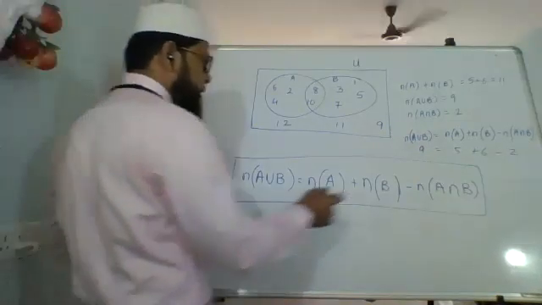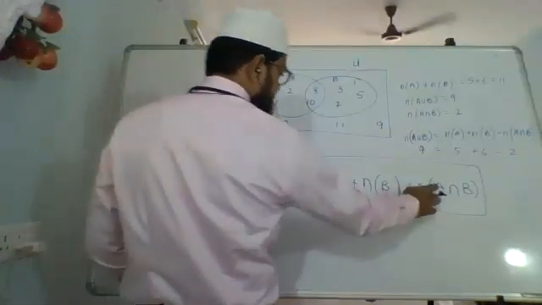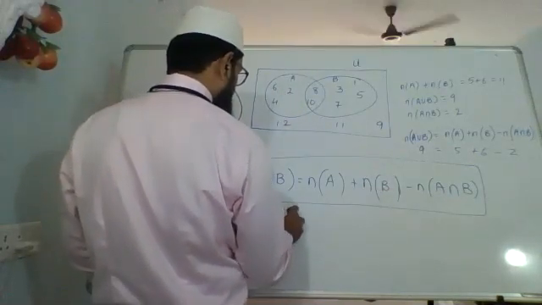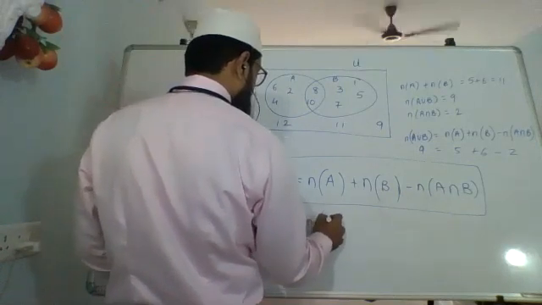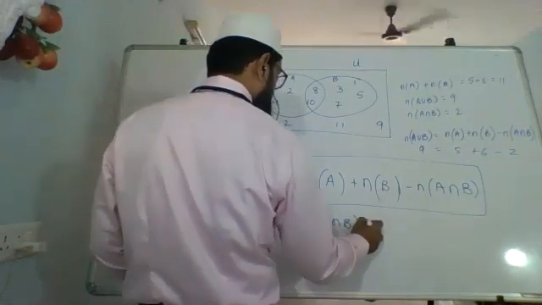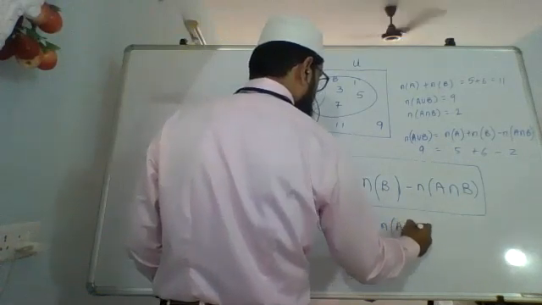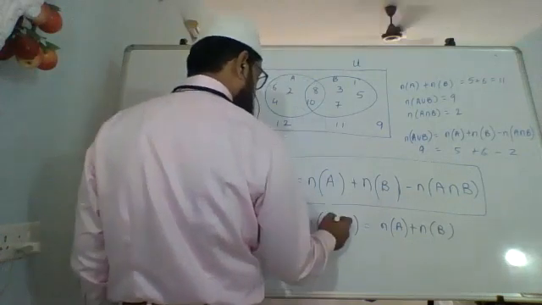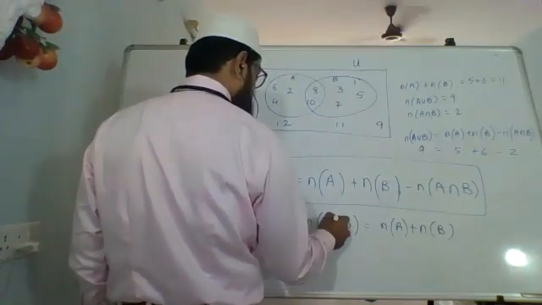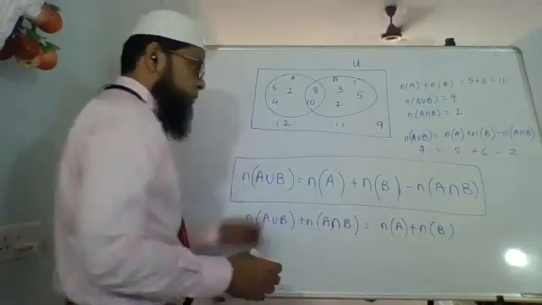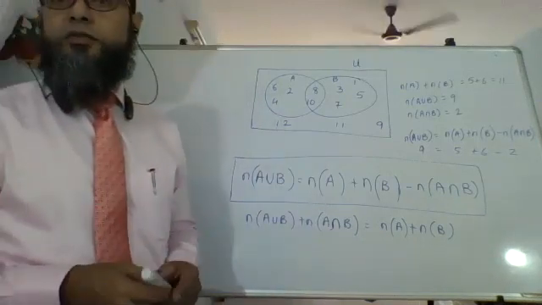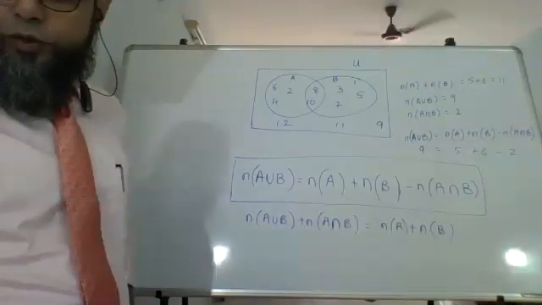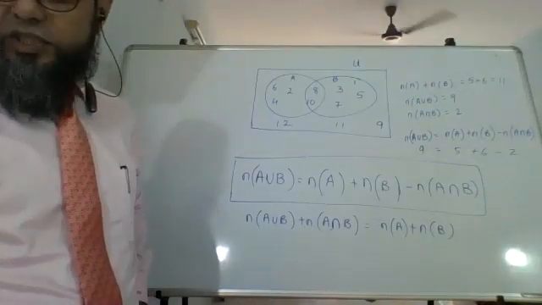The same thing I can also write, bring this n to this side, A intersection B, same formula: N of A union B plus N of A intersection B equals N of A plus N of B. Both are the same. Actually, it's the same formula, just rearranged. The formula remains the same. So please copy it. Once done, please let me know, so that we can look at a word problem before we finish this chapter.